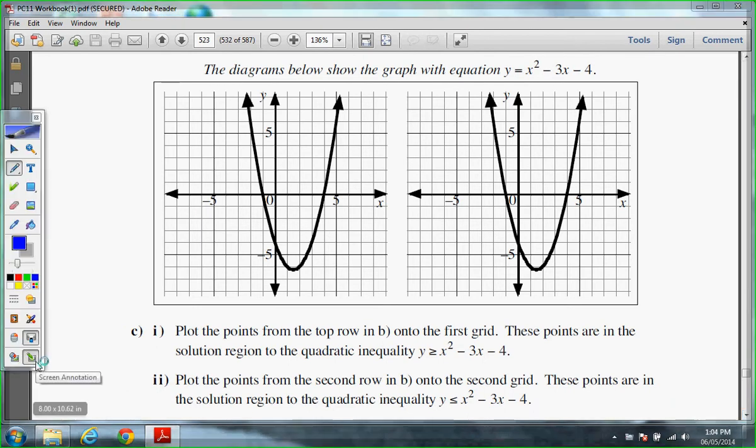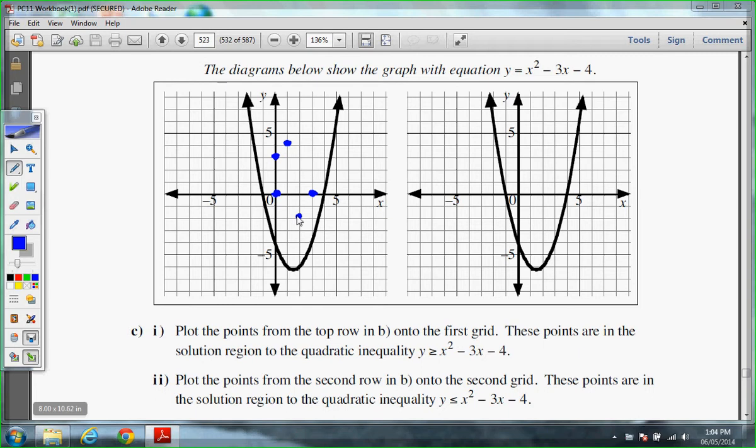Close, not quite. Okay, so applying the points. So 3, 0 is right here. 0, 0 is right here. 0, 3 right here. 1, 4 right there. And 2, negative 2 right there. Okay. Let's do the other ones and we'll compare.